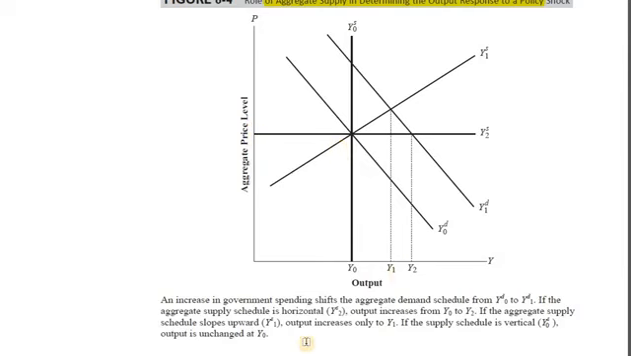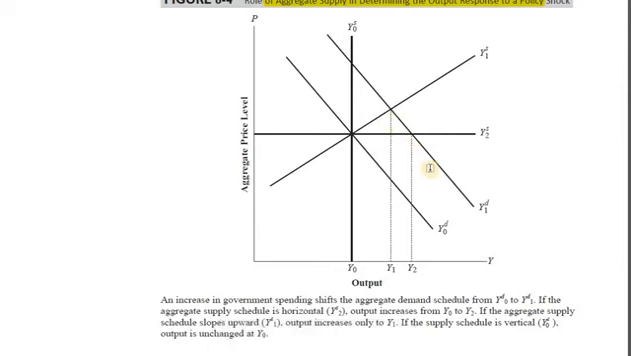Now, what impact is it going to have on the output? It depends on the shape of the aggregate supply. If we are taking the classical aggregate supply, then nothing is going to happen to the aggregate output in the economy. Only prices will go up. That's it. If we are taking the Keynesian aggregate supply schedule, then output will go up to the entire extent of the increase in aggregate demand, that is from Y0 to Y2, right here.